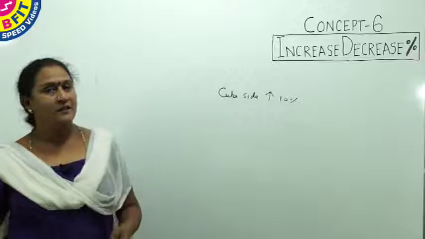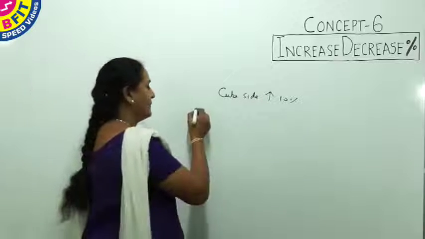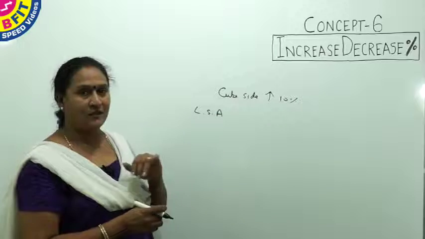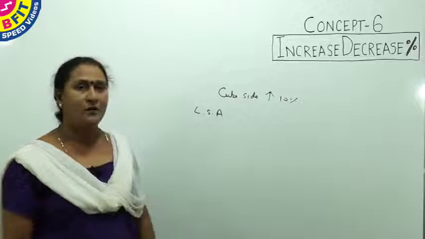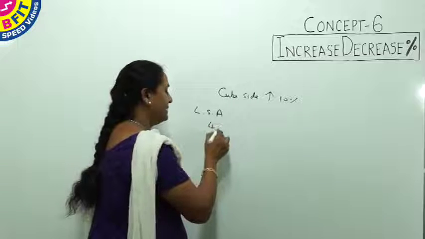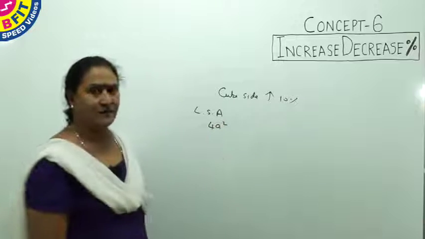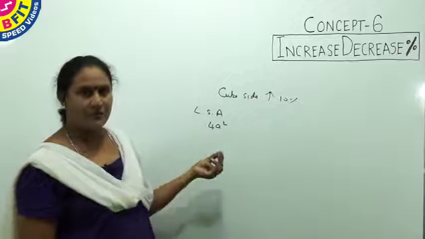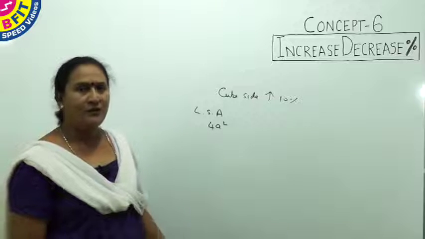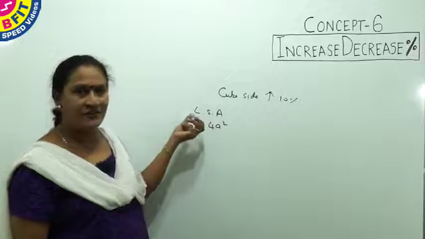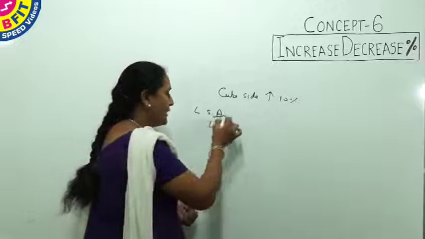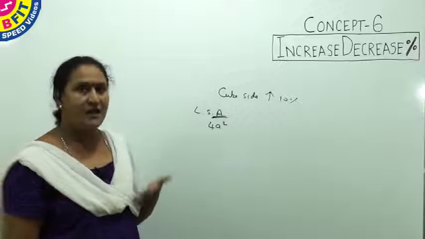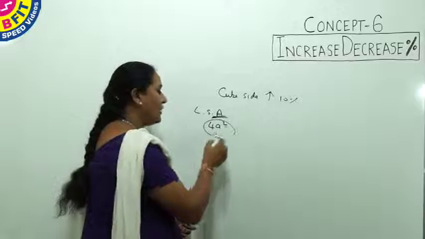Now what will be the increase in its lateral surface area? So what is lateral surface area? It is the sides removing the top and the bottom. So what is the formula for lateral surface area? It is 4A square. And now if side is A, so increase will be 110%, so 110 by 100 times of A. Now instead of doing all this, so what is the factor we are talking about? It is a two-dimensional factor. Area means two-dimensional.